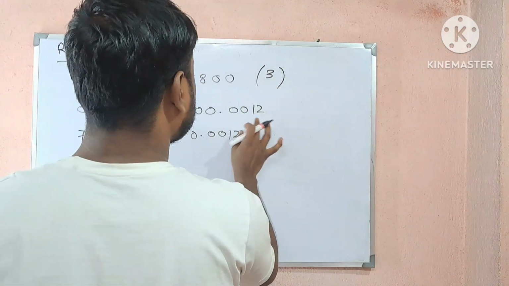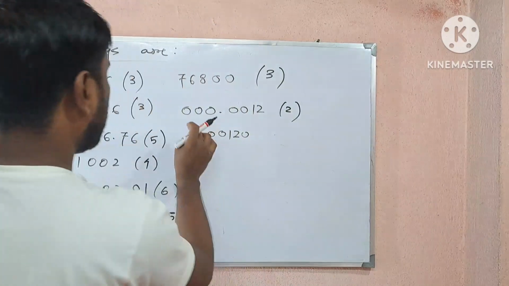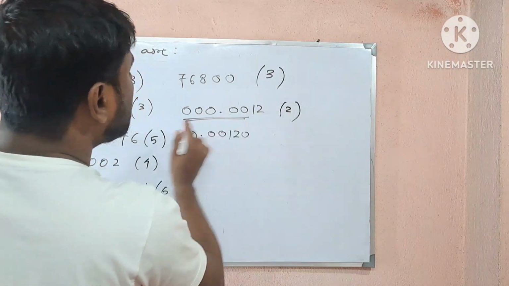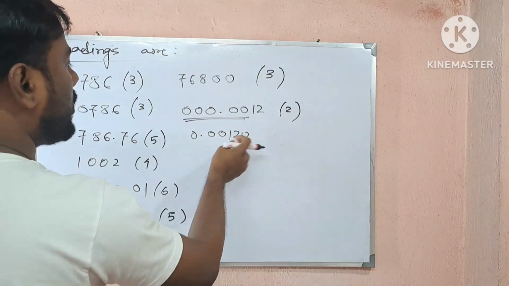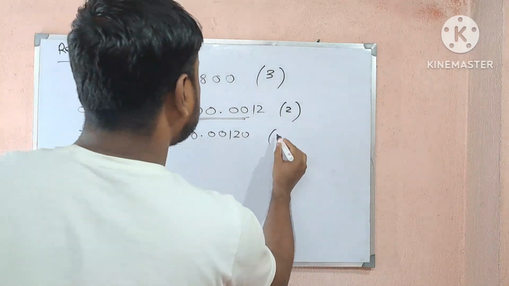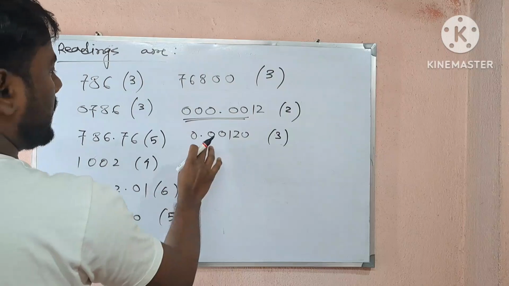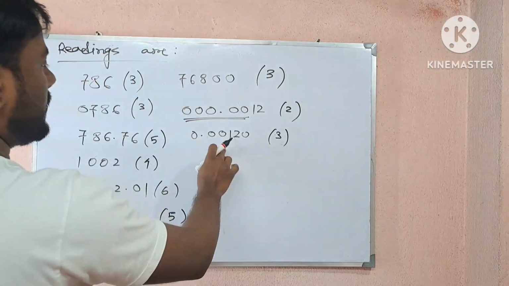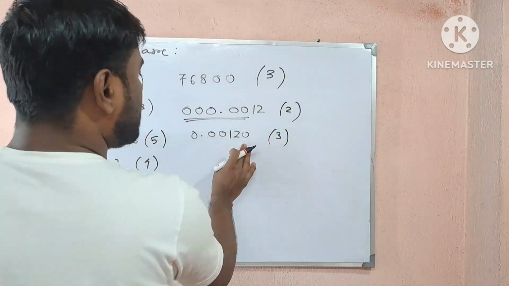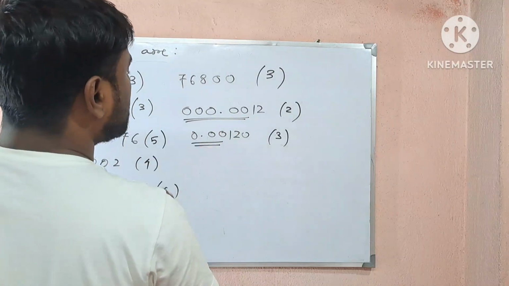So how many significant figures are there? There are 2 significant figures. Why? Because these zeros are basically leading zeros. Leading zeros. How many significant figures are there? 3. Why? Because this 0 is a trailing 0 and it appears after the decimal. That is why it is taken as a significant figure, but these zeros are leading zeros.